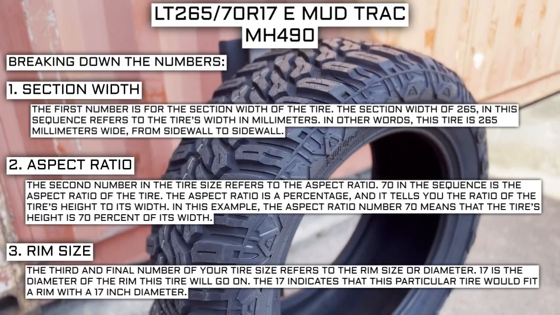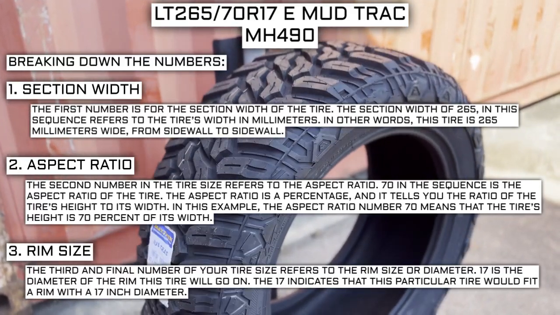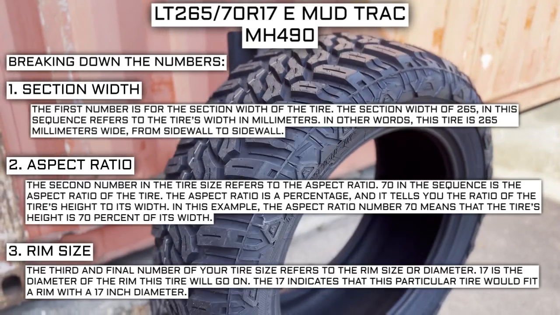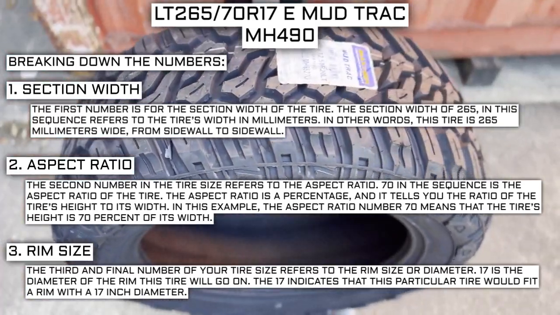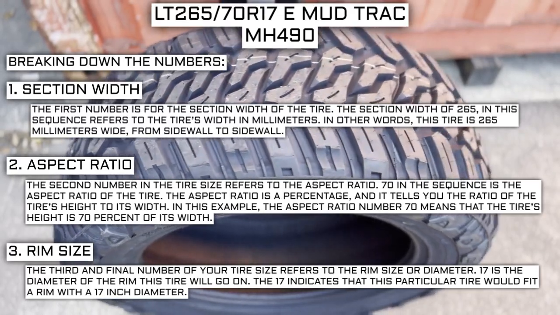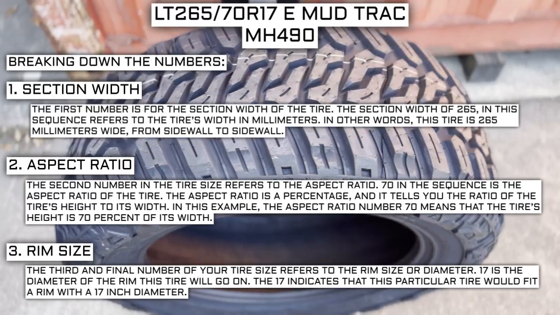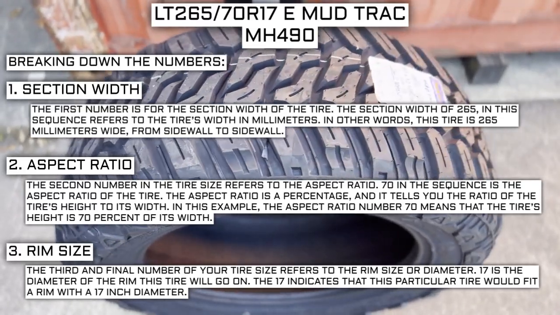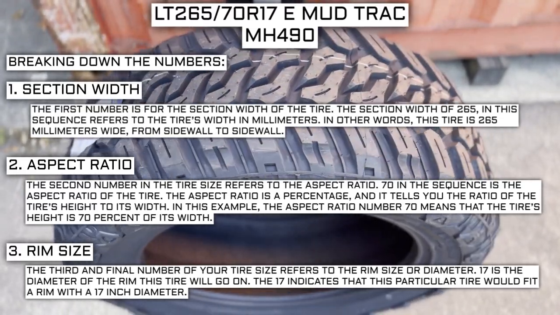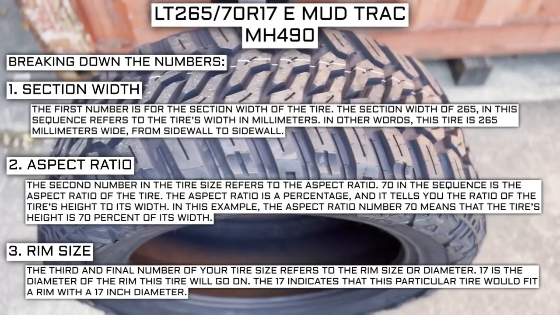The third and final number of your tire size refers to the rim size or diameter. 17 is the diameter of the rim this tire will go on. The rim size of 17 in this scenario indicates that this particular tire would fit a rim with a 17-inch diameter. Keep in mind, this number is not negotiable. Unlike the first two numbers, you can't upsize and downsize this part. The only time this number will be different is if you are actually changing the size of your rim.